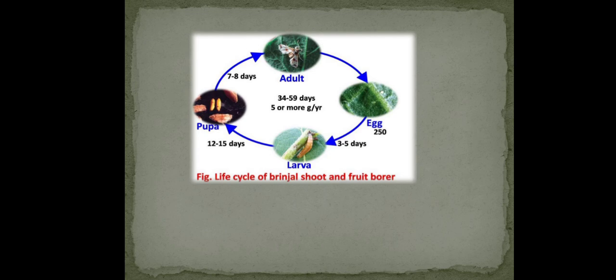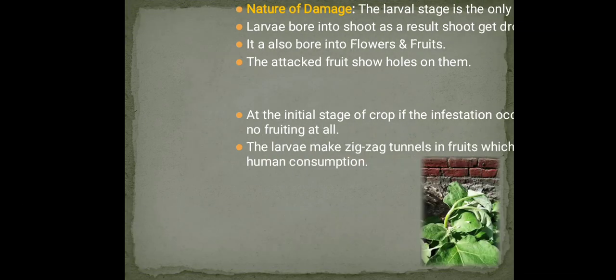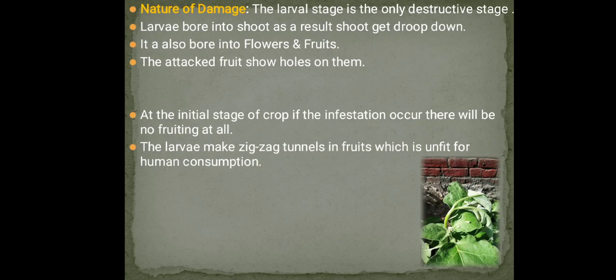Then we see the nature of damage of this pest, how it damages the field. First of all, the larval stage is the only destructive stage of this fruit borer. Larvae bore into the shoot. As a result, the shoot drops down. They also bore into the flower and fruits. They attack fruits, and fruit shows holes on them. If infestation occurs at the initial stage of the crop, there will be no fruiting at all. The larva makes a zigzag tunnel in the fruit, which is unfit for human consumption.